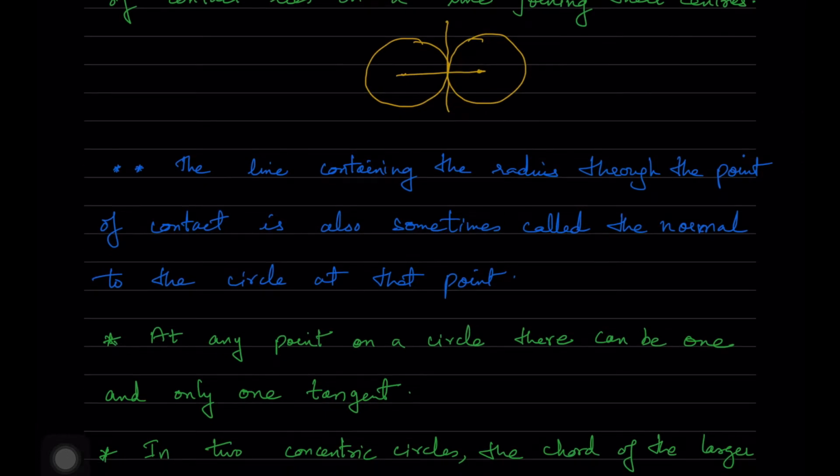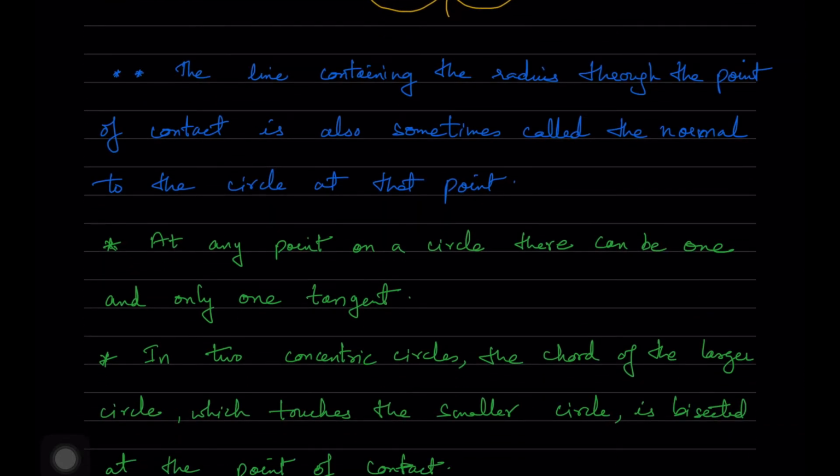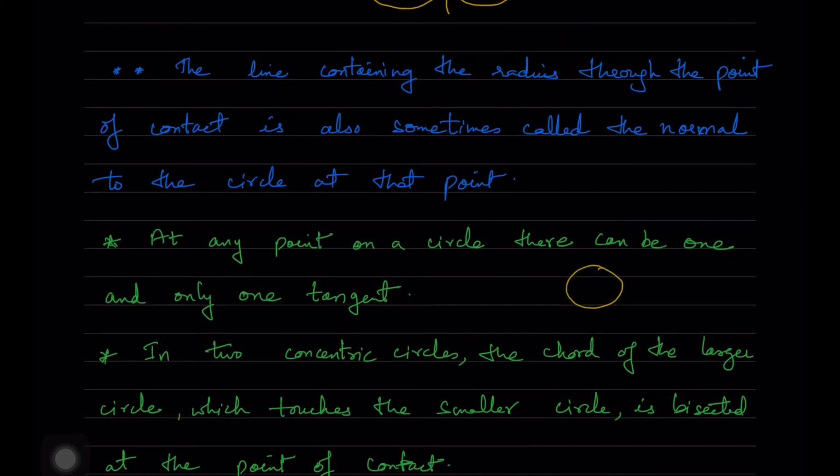The line containing the radius through the point of contact is also sometimes called the normal to the circle at that point. At any point on a circle, there can be one and only one tangent. So from a point on the circle, only one tangent can be drawn through it. You cannot draw 2 or 3 tangents to this. Only one tangent can be drawn.